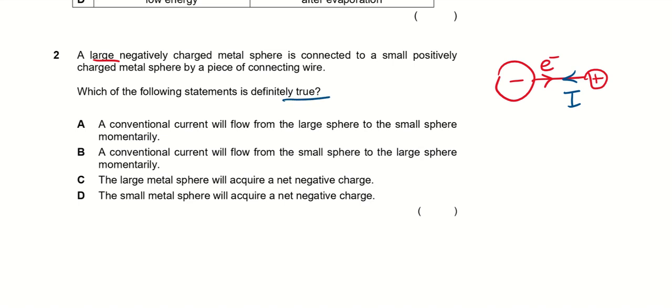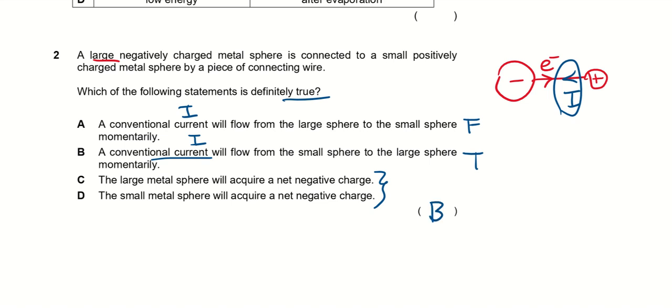So they're asking for the true statement. In A, a conventional current, which is our I, will flow from large to the small. So this is false. B, a conventional current will flow from the small to the large momentarily. This is true, right? Because as stated over here, and momentarily is because after that they will have the same charge, because they are now connected as one whole body. However, we do not know which one is more positively charged, which one is more negatively charged. That's why it is uncertain for C and D. That's why the answer is B.